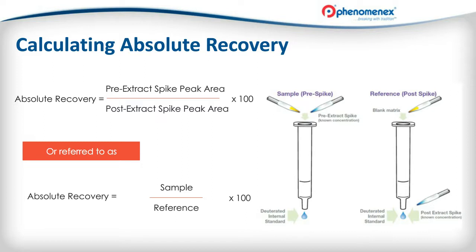By assessing the peak area between these two things, this absolute recovery, we can tell how efficient our extraction was. An easier way of describing this is just the peak area response of the sample divided by the reference times 100. Something else that we could look at is also calculating matrix effect.